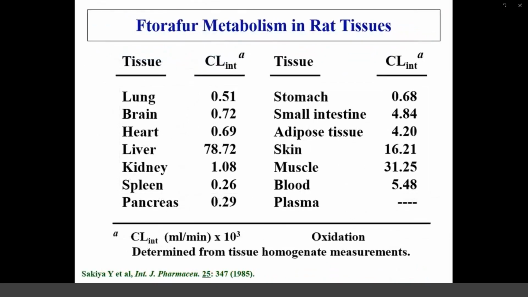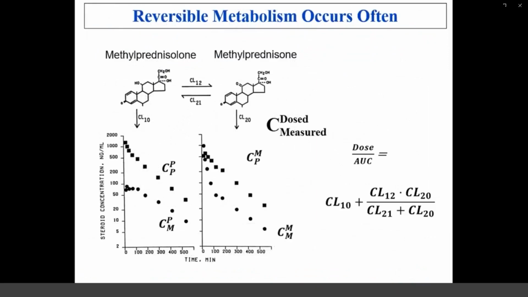First of all, drug metabolism can take place in many tissues. This graph is showing fluorophore intrinsic clearances in rat tissues. Of course, the liver dominates, but this drug can undergo oxidation in a great number of tissues in the body. Metabolism by other tissues is not often looked at. Reversible metabolism is a complication.